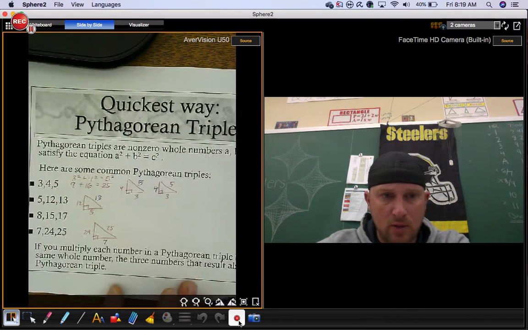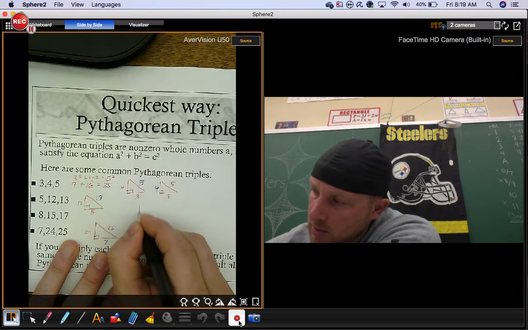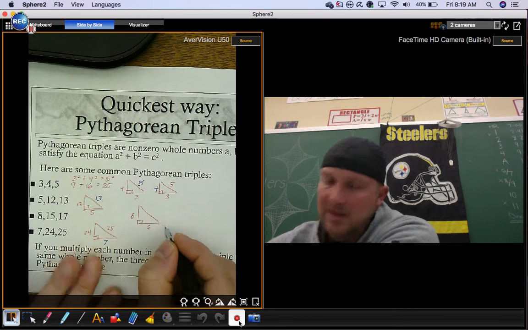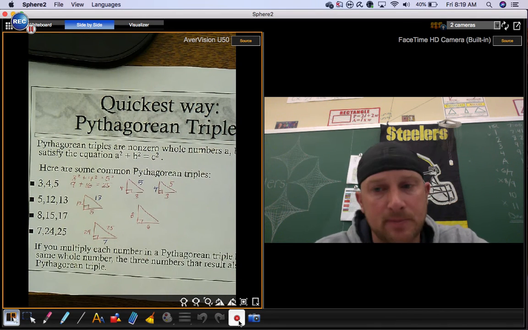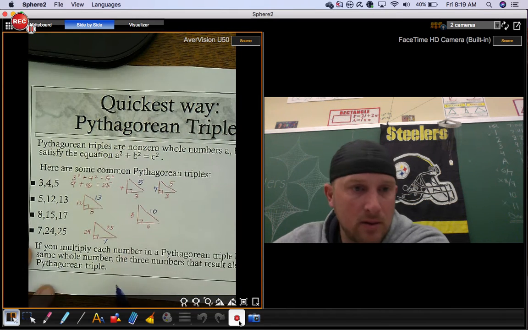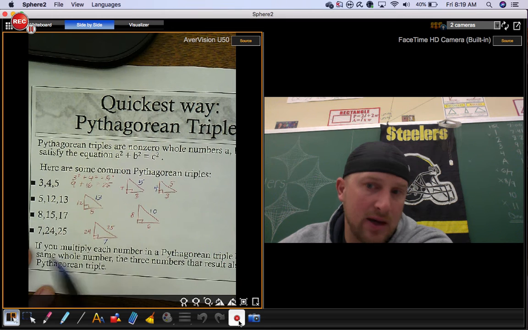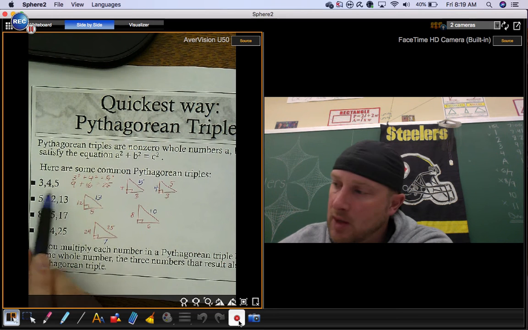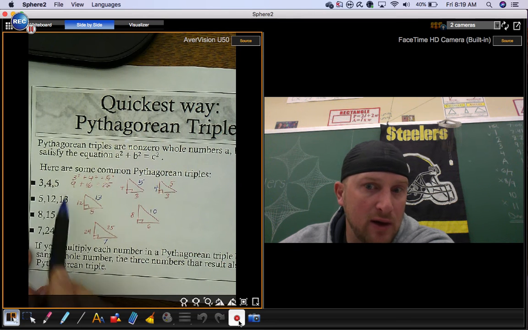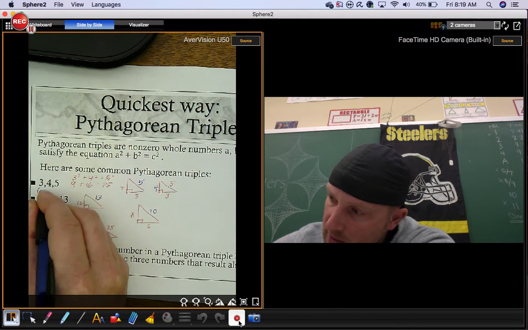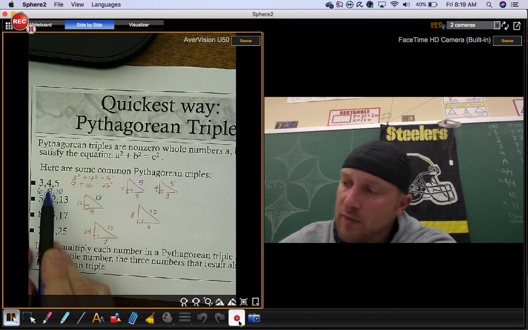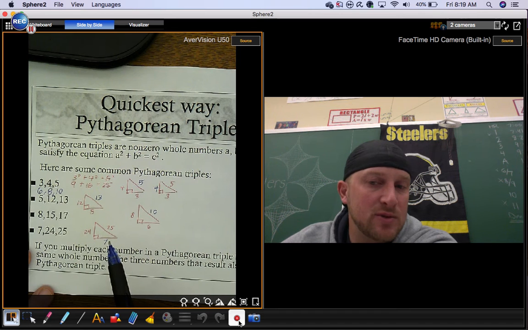Now, I'm going to throw another one in here just to point something out. Let's say one leg is 6 and one leg is 8. How long is the hypotenuse going to be? Well, I know that it's going to be 10. And I don't see a 6, 8, 10 Pythagorean triple here. However, if I take this common triple, 3, 4, 5, and I multiply them all by 2, notice what you get, 6, 8, 10. So if 3, 4, 5 is a triple, 6, 8, 10 is a triple as well.